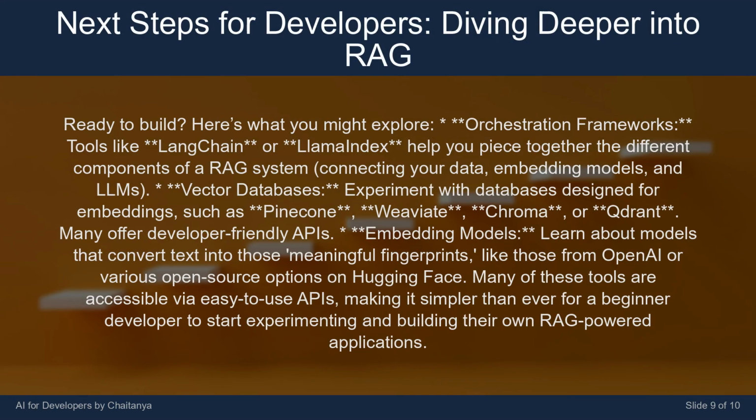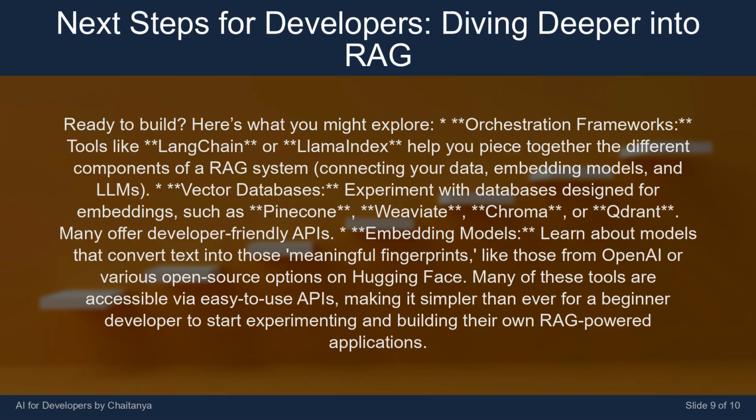Ready to build? Here's what you might explore. Orchestration frameworks. Tools like LangChain or Llama Index help you piece together the different components of a RAG system, connecting your data, embedding models, and LLMs. Vector databases. Experiment with databases designed for embeddings, such as Pinecone, Weaviate, Chroma, or Qdrant.